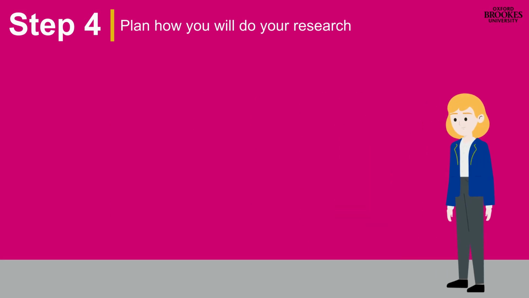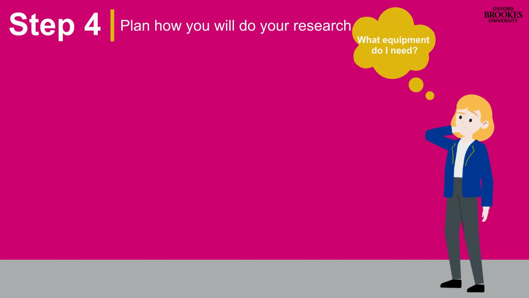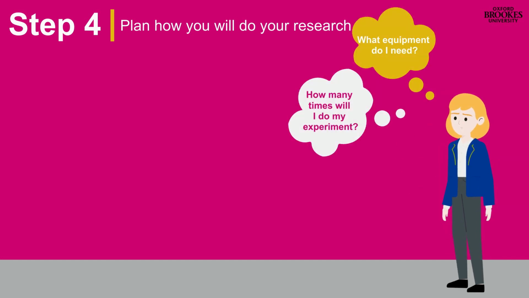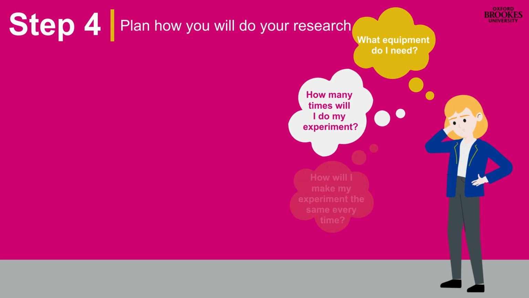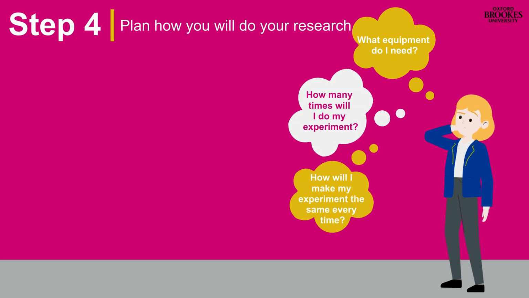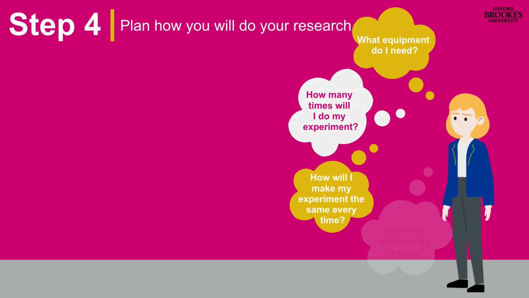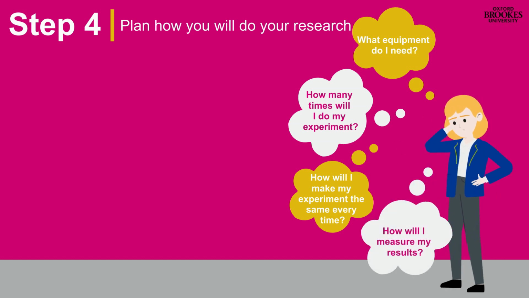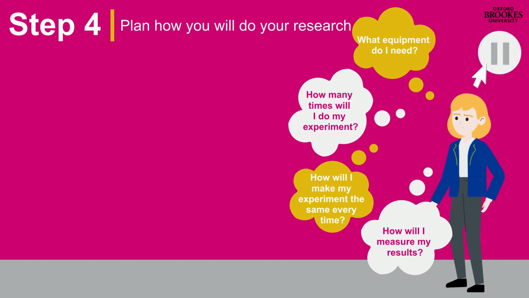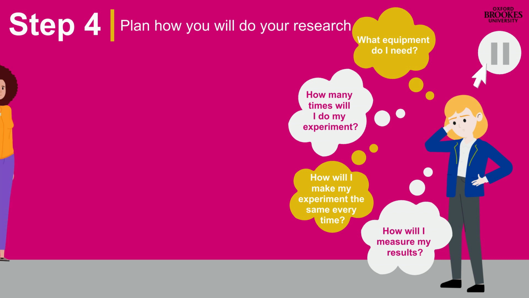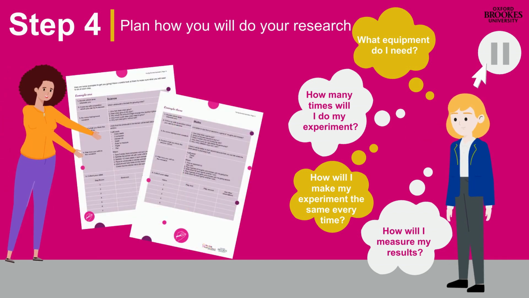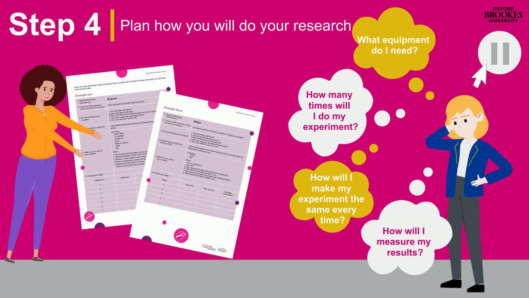Now that we know exactly what it is we're researching, it's time to plan how we're going to go about doing it. Before doing your research, you need to think about things like what equipment you need. If you're going to do an experiment, how many times will you do it? How will you make sure your experiment is the same every time? How will you measure your research? Think of your planning like a recipe or instructions for what to do. Pause the video now to plan out your own research. Remember to use the examples on page 13, 14 and 15 to help you.